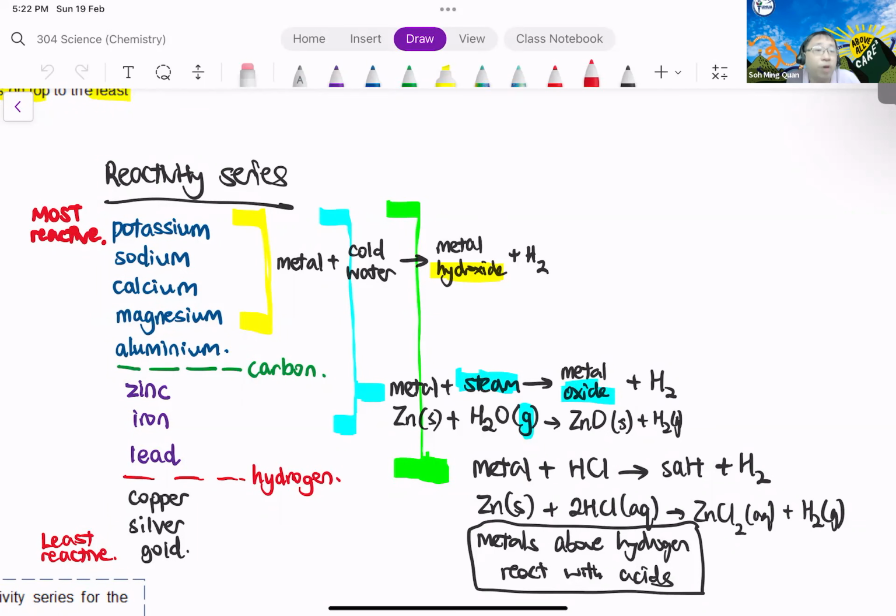You need to know which metals will react with water, which metals react with steam, which metals will react with acid. All right. So I've already color-coded for you. For cold water, only the first four most reactive, potassium, sodium, calcium, magnesium, will react with cold water. So if the question writes, the metal reacts slowly with cold water, the metal is still reactive, okay? Only the most reactive can react with cold water. Okay, so next we have steam, and then you have acid.